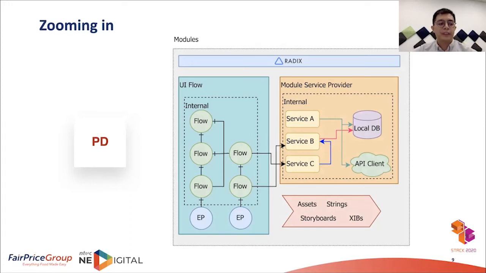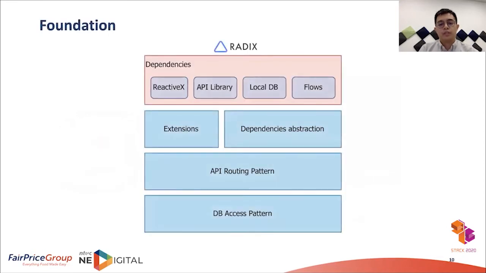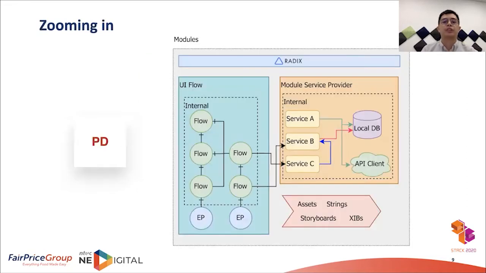So if we zoom into the foundation layer, which is radix here, by the way. Radix is essentially a base layer, or foundational layer, that provides most of the dependencies to the functional calls. So functional calls can depend on radix as a source of dependency in case of how they talk to the local DB and how they talk to the API client. Radix would be able to help with that. How?